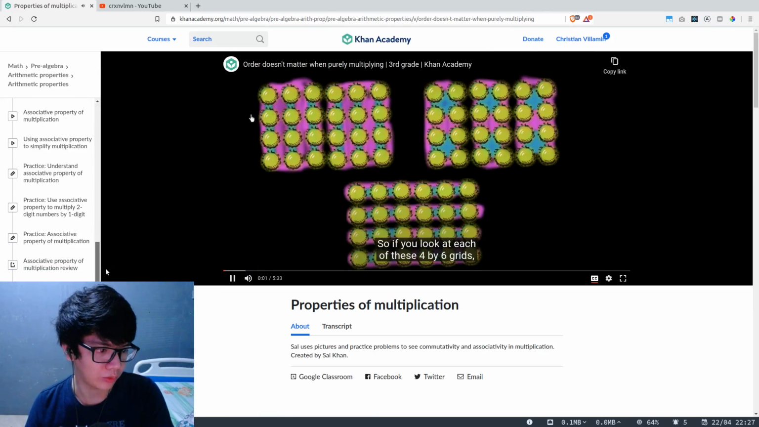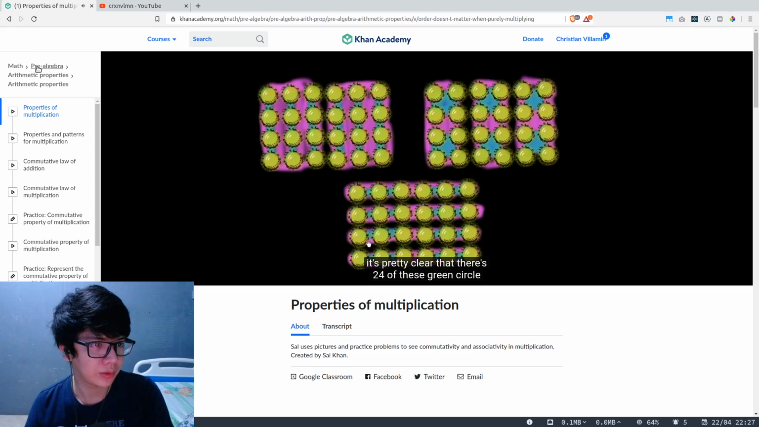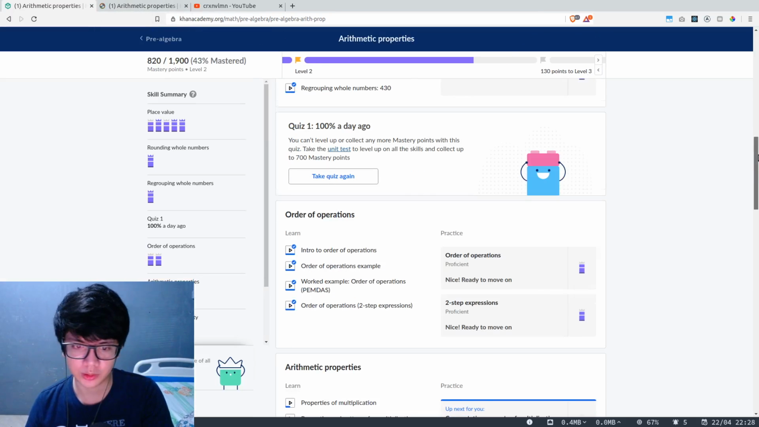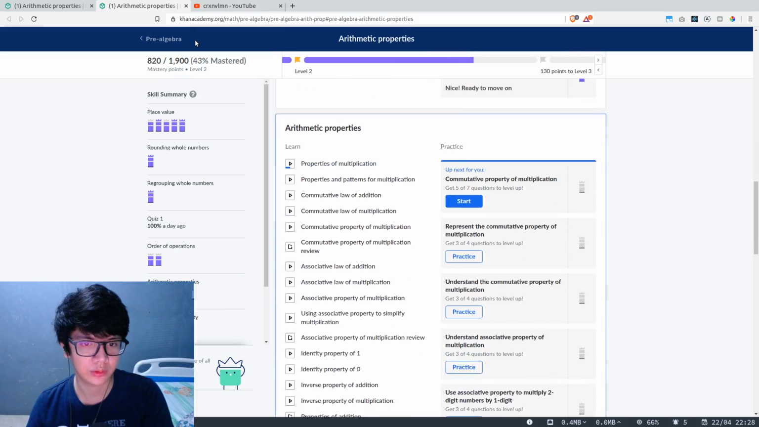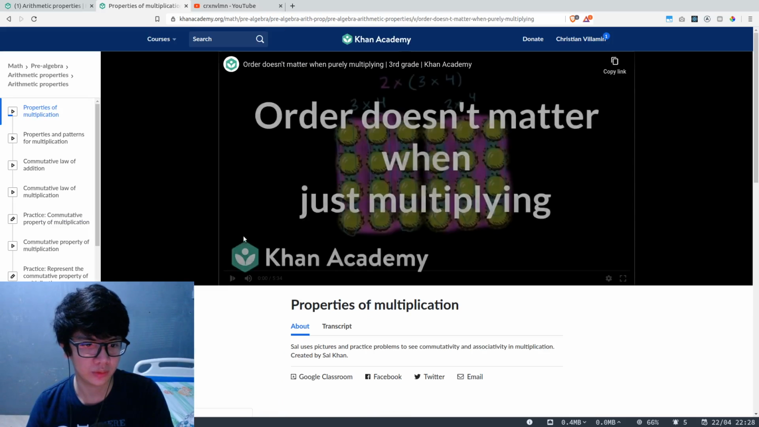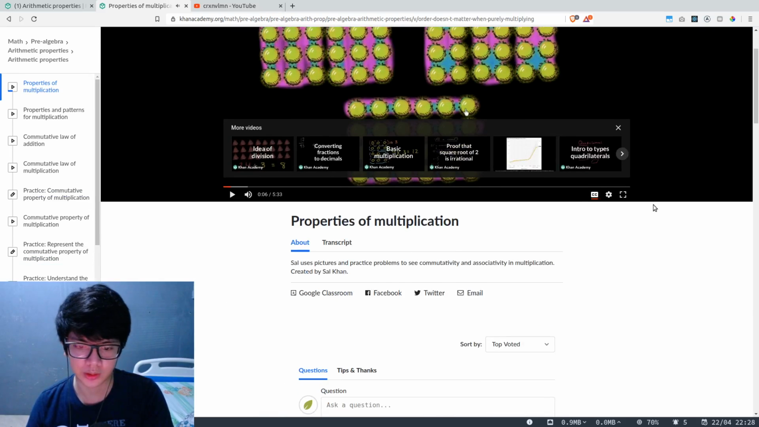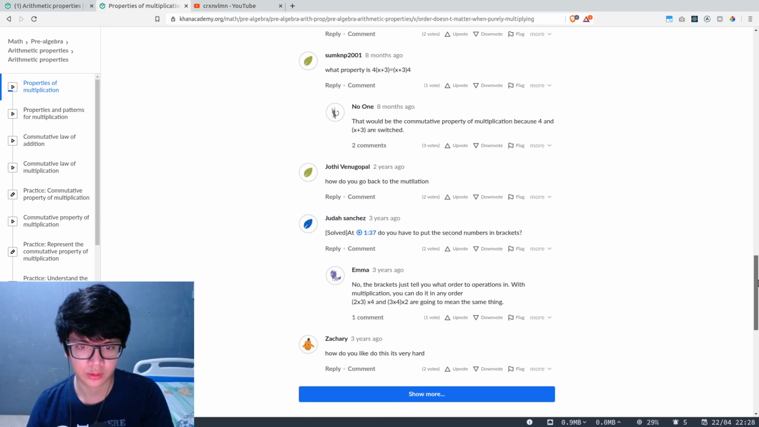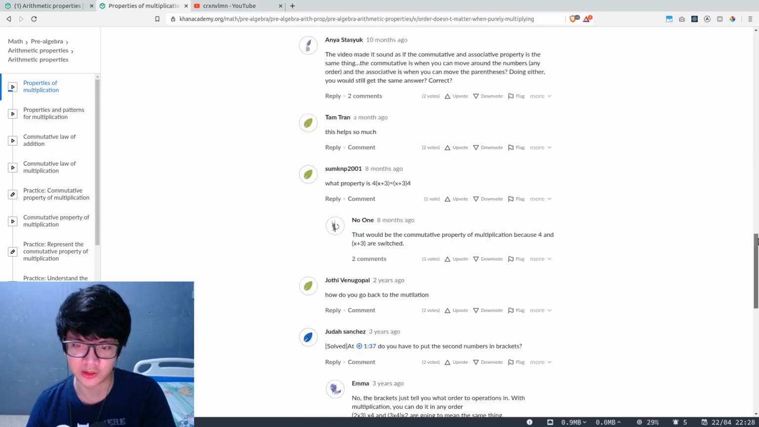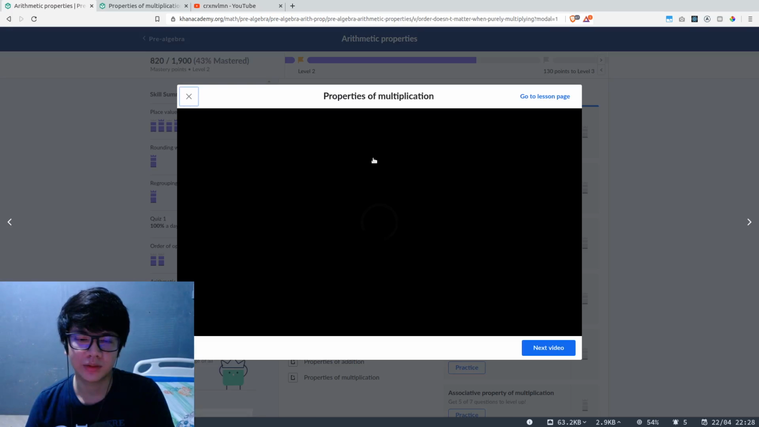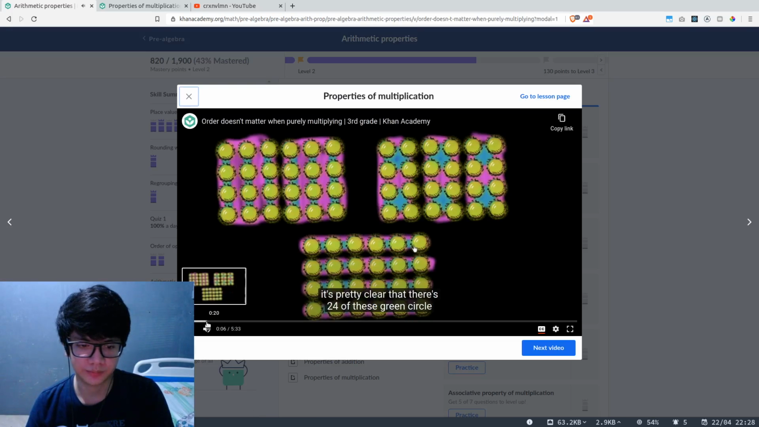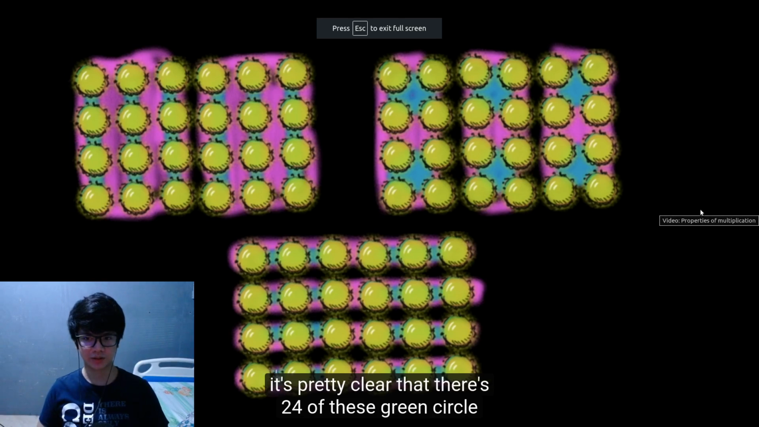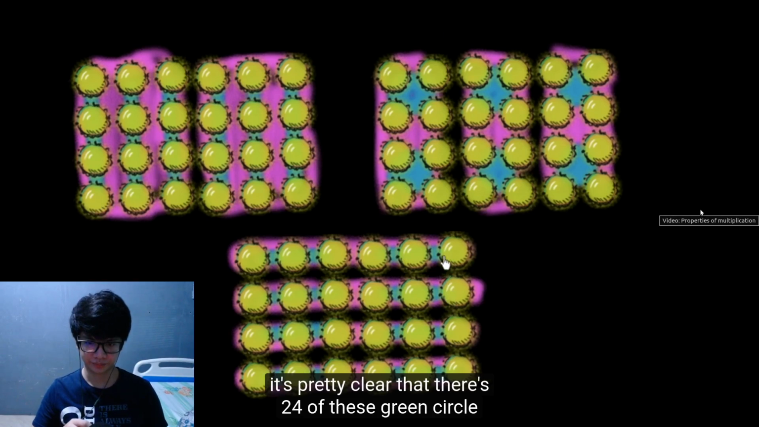So if you look at each of these 4 by 6 grids, it's pretty clear that there's 24 of these green circle things in each of them.